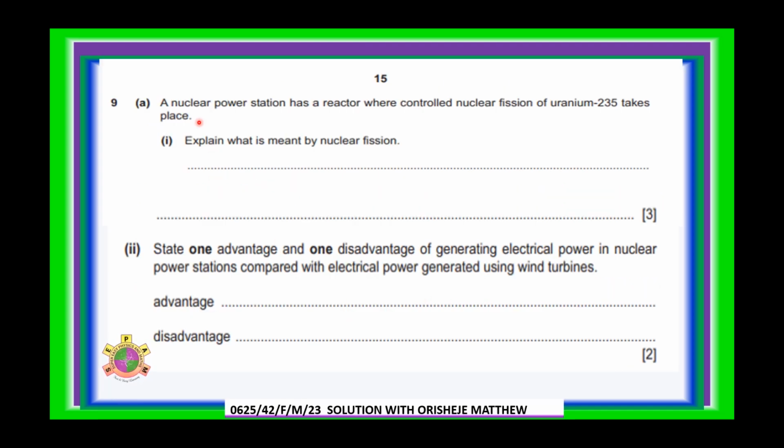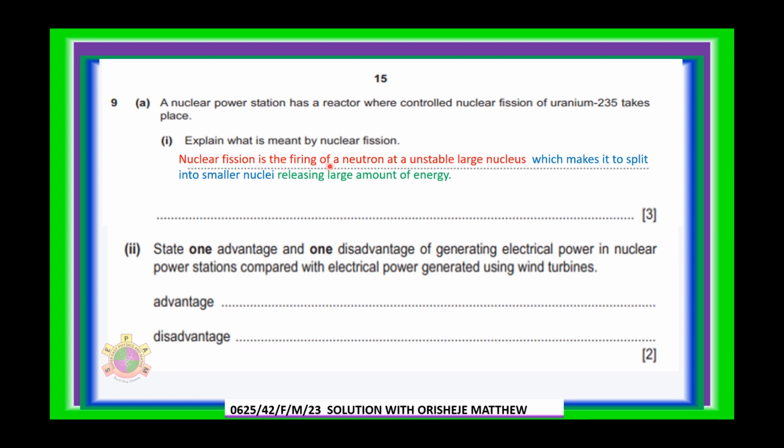Where controlled nuclear fission of uranium-235 takes place. Explain what is meant by nuclear fission. Nuclear fission is the firing of a neutron at an unstable large nucleus, which makes it split into smaller nuclei, releasing a large amount of energy. So nuclear fission is what? A large nucleus dividing into smaller nuclei. But what triggers that reaction is the bombardment with a neutron.